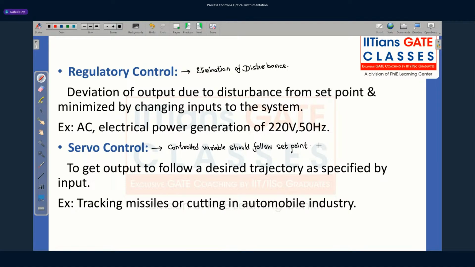Okay, so in regulatory control, my main aim is to eliminate the disturbance from the system. So here, what is the definition I have written? Deviation of the output due to disturbance from set point is minimized by changing input to the system. So for this simple example, suppose in the evening, the consumption of electricity is less compared to whatever consumption there is in the morning. Why so?